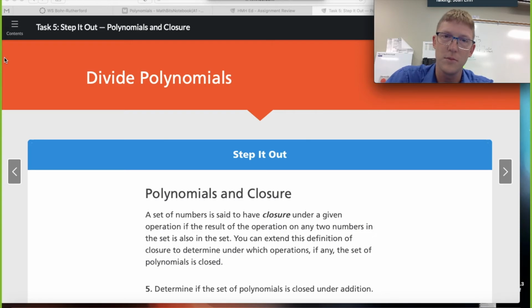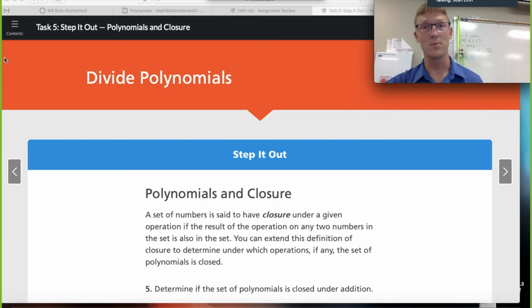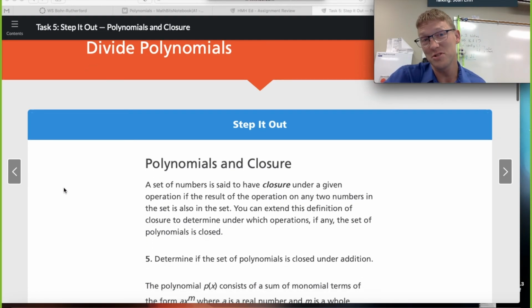You know, sometimes you just need to find closure, right? Polynomials feel the same way. So our next task is polynomials and closure. Closure? What is that? To be completely honest, I don't know. I haven't heard of closure until now.